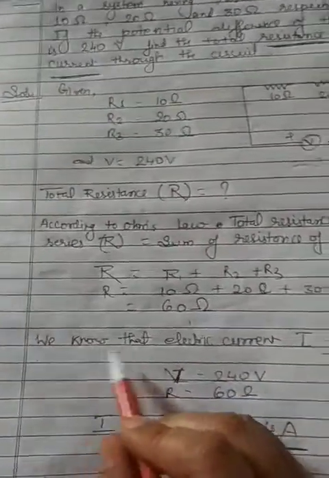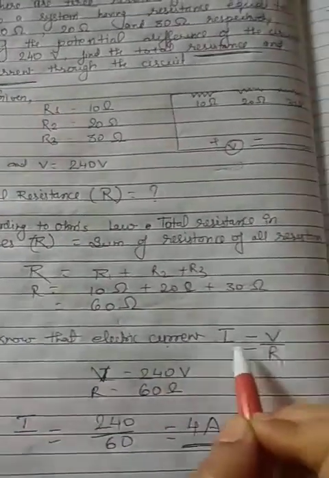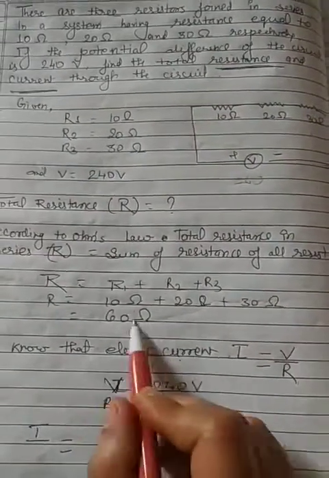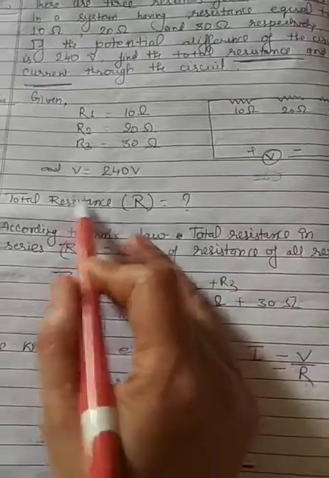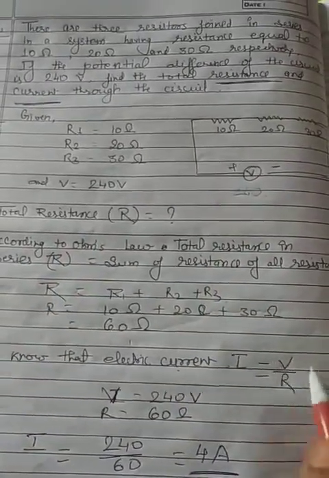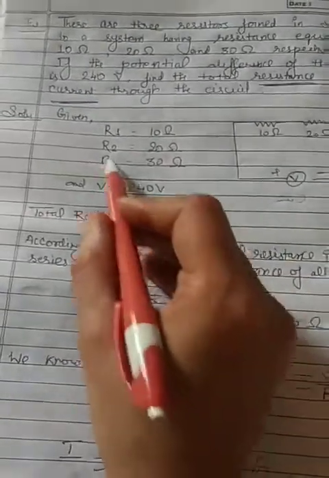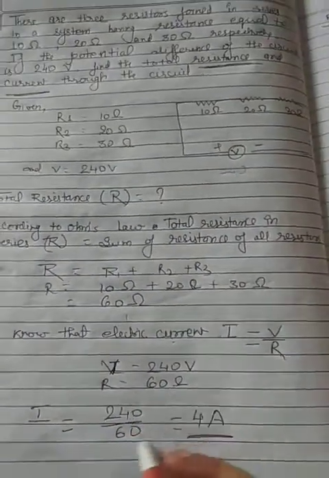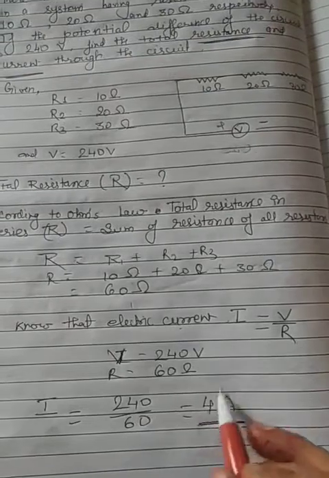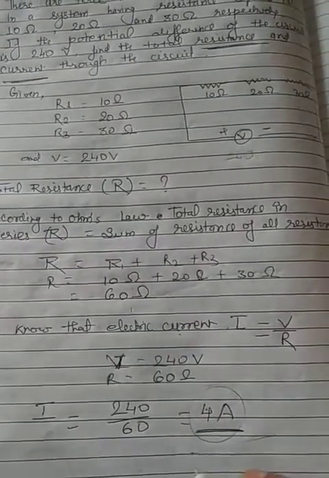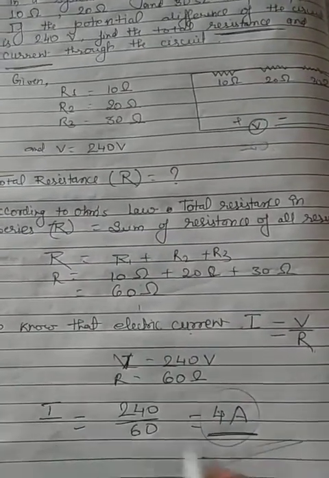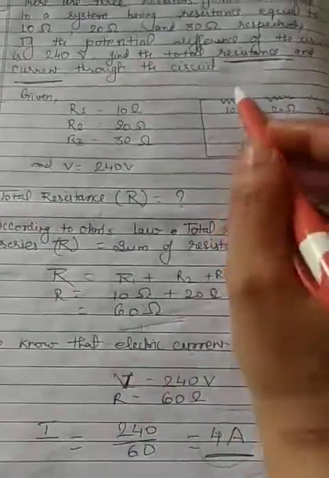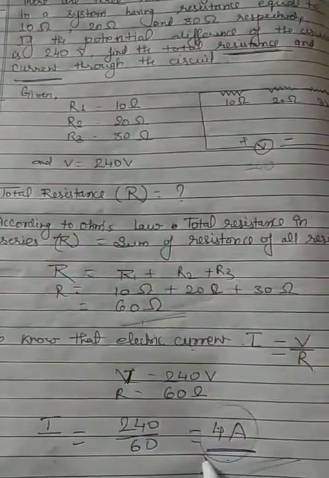Now we know the electric current I is equal to V upon R. We know the value of R, the total resistance, and the value of V, the potential difference, is already given. So now we can find the total current through the circuit. Put the values in this formula and we will get 4 ampere. The unit of current is ampere, so 4 ampere. Now we have the value of total resistance and current through the circuit.